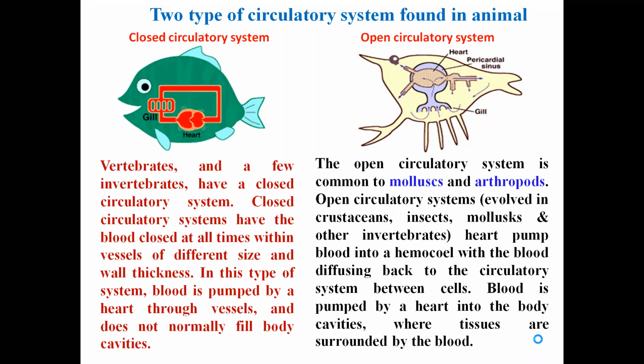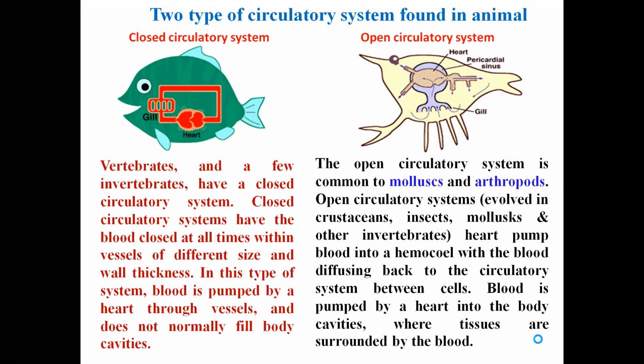When I'm talking about the open circulatory system, which is common in mollusks and arthropods, here the blood actually bathes the entire coelomic cavity. It means the blood is not flowing in closed vessels. Simply, the heart pumps the blood into the body cavity, or hemocoel, or the coelomic cavity, and again the blood is diffused back into the circulatory system between the cells. So here the blood is flowing openly in the body cavity, and the tissues are surrounded by the blood. That is the difference between the open and closed circulatory system.